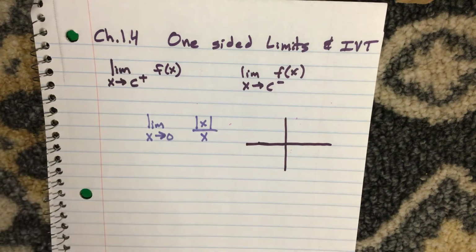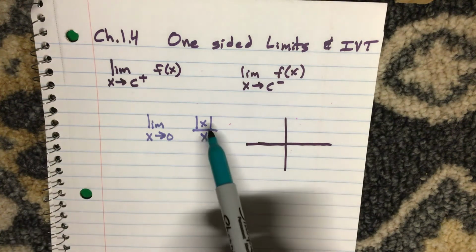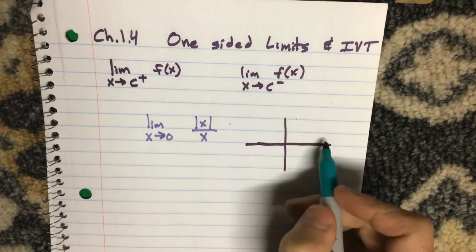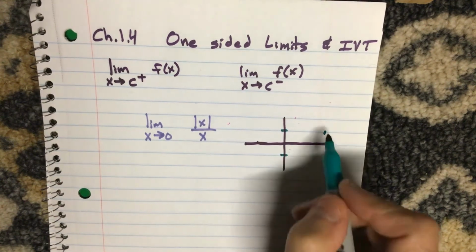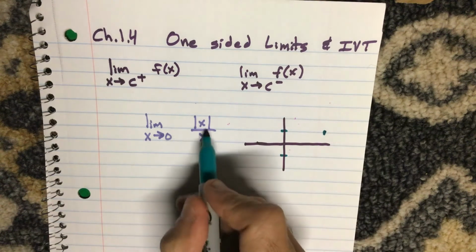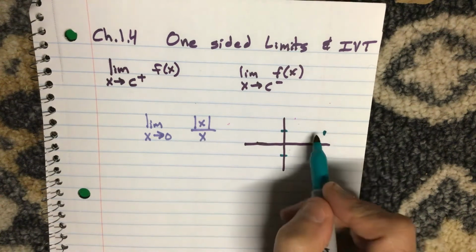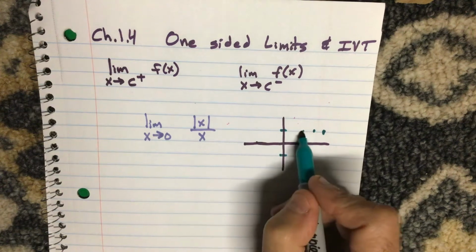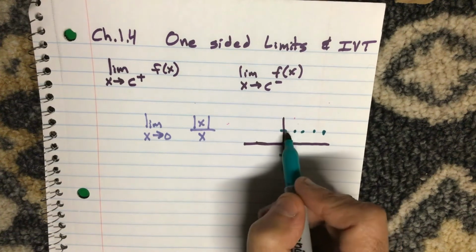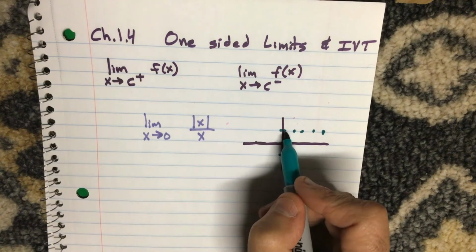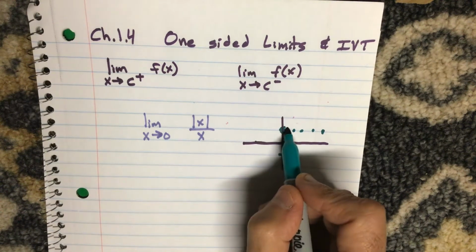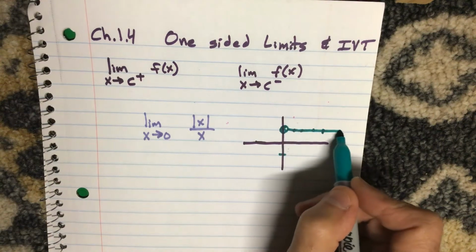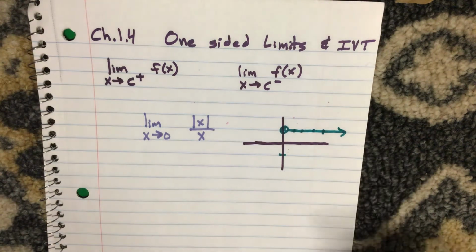Okay, so if we were to plug in values, let's say we plug in x equals 5 into this function, we'd get 5 divided by 5, which equals 1. If we plugged in 4, we'd get 4 divided by 4 equals 1. 3 divided by 3 equals 1. And you keep getting 1 every single time until you get to 0, because you can't have 0 in the denominator. So that's an open circle. And it goes like this all the way to infinity.